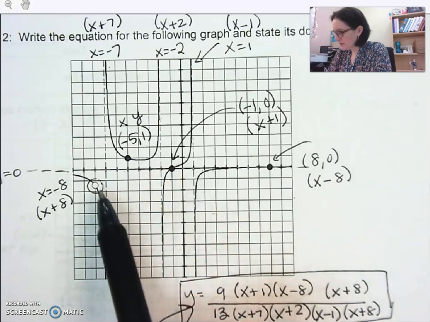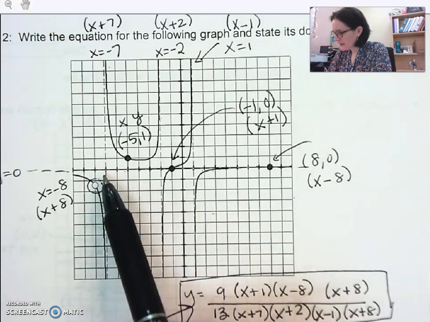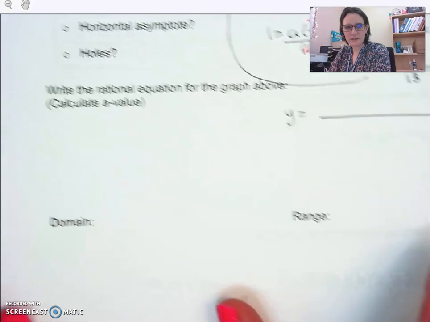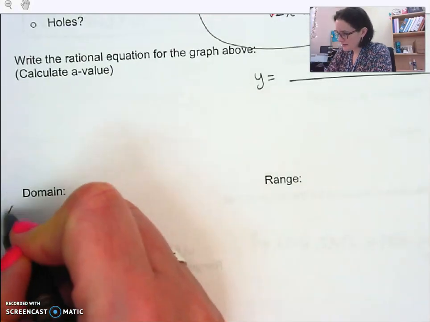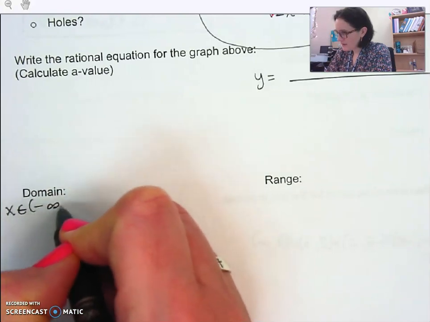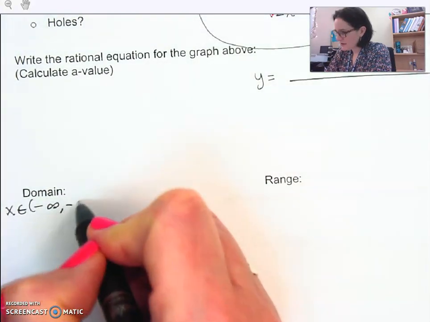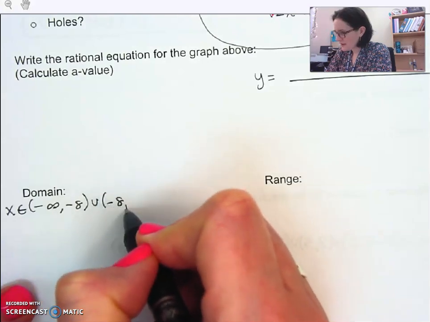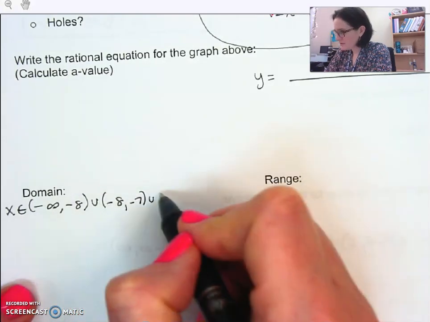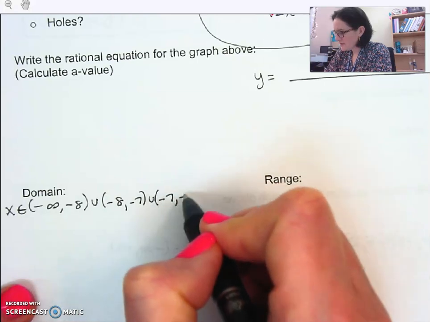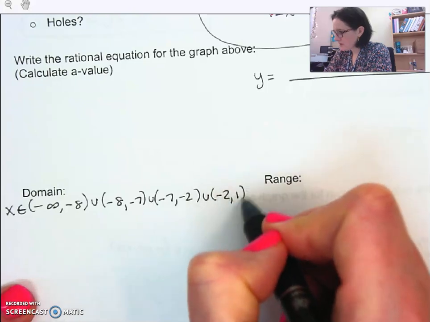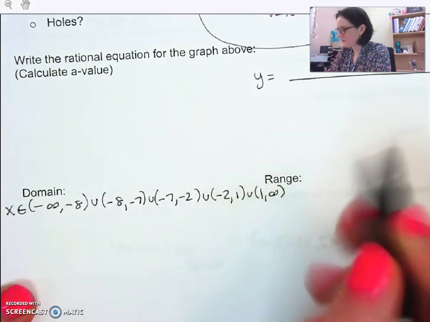All right, so a break at -8, a break at -7, -2, and 1. So we're going to write that down here as negative infinity to -8 union, -8 to -7 union, -7 to -2, -2 to 1, and then 1 to infinity right there.